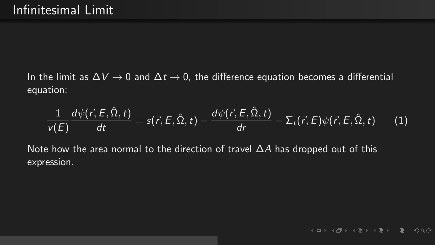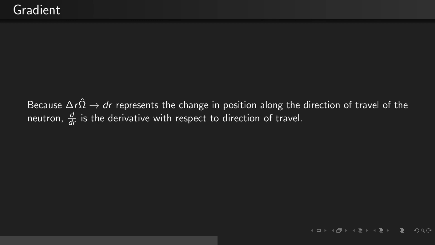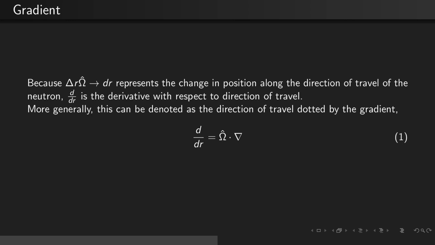Note here how the area normal to the direction of travel, delta A, has completely dropped out of this expression. Because dr represents the change in position along the direction of travel of the neutron, d/dr is the derivative with respect to the direction of travel. More generally, this can be written as the direction of travel dotted by the gradient, or d/dr equals omega hat dot the gradient.